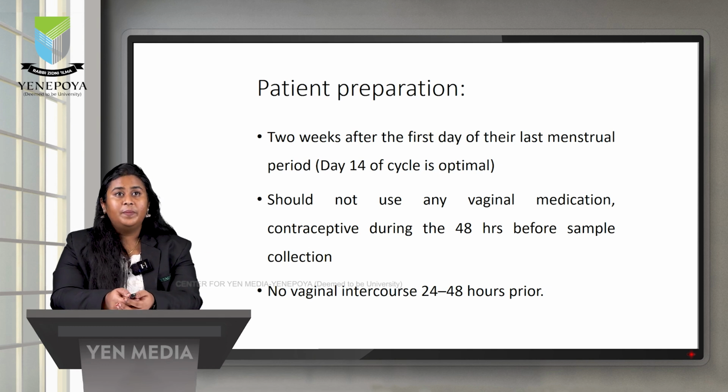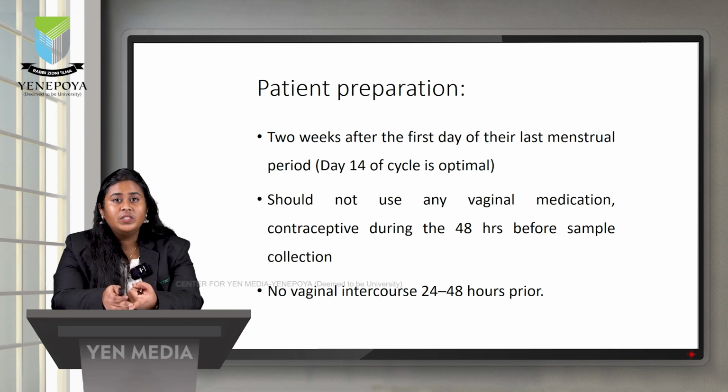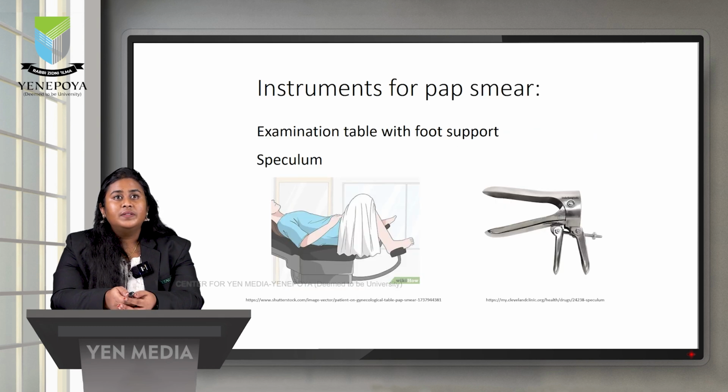Now we see the patient preparation. The appointment has to be given 2 weeks after the first day of their menstrual period, or the 14th day of their cycle is considered as optimal. The women should not use any vaginal medication or any contraception, or should not involve in any sexual intercourse 48 hours before the sample collection.